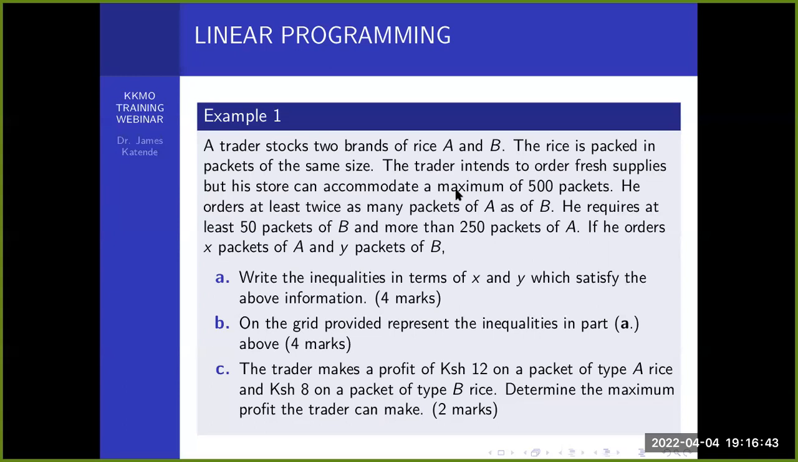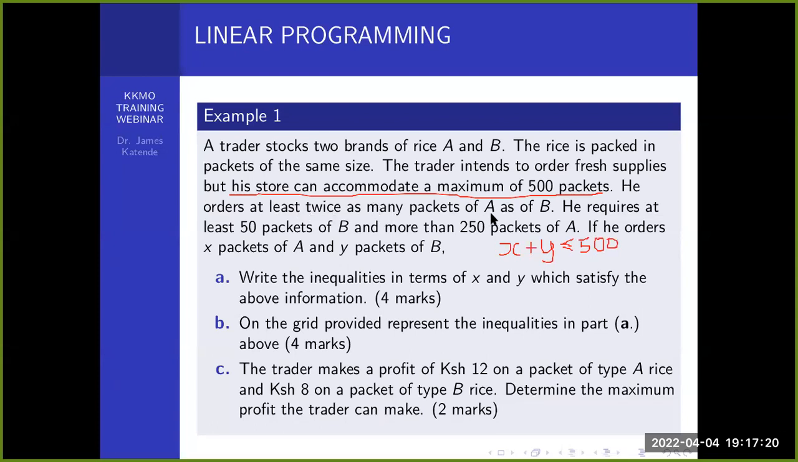So the trader intends to, the first one is this: his store can accommodate a maximum of 500 packets. So we have X packets of A and Y packets of B. So in total, the total number of packets ordered cannot exceed 500. So that would be the first one, and this would be a constant for the storage.